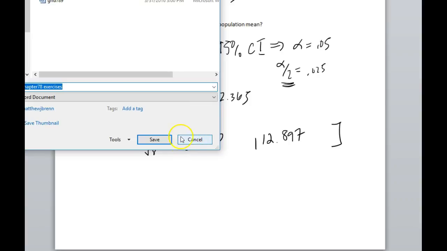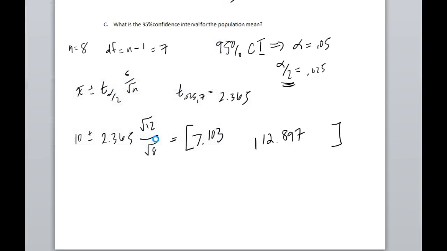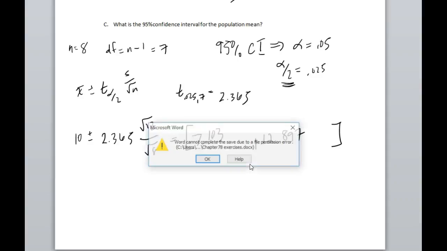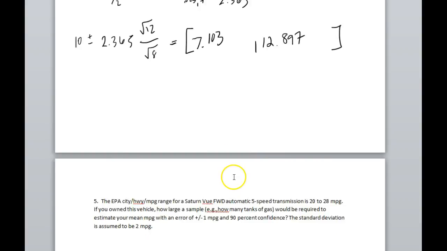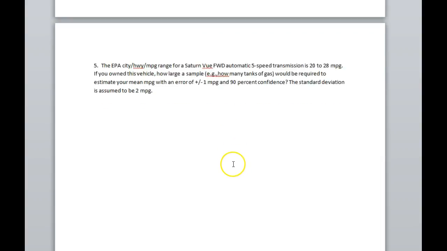Whoa. Waiting for my document to save. Okay, whatever. I'm sure it'll be fine.